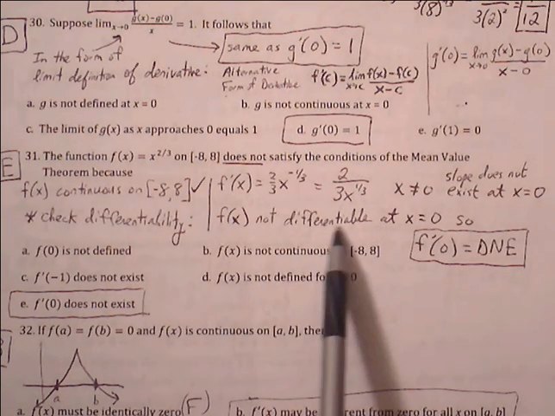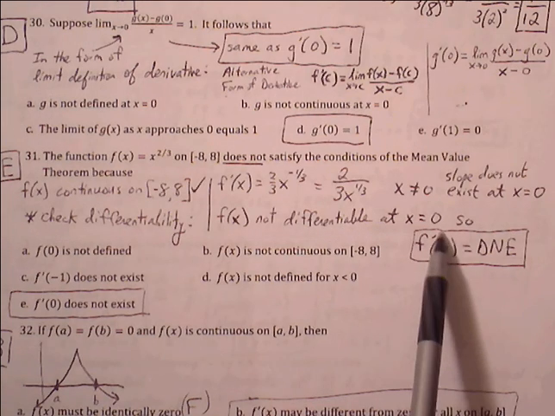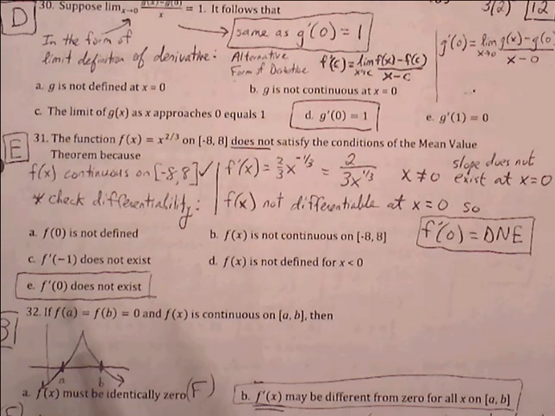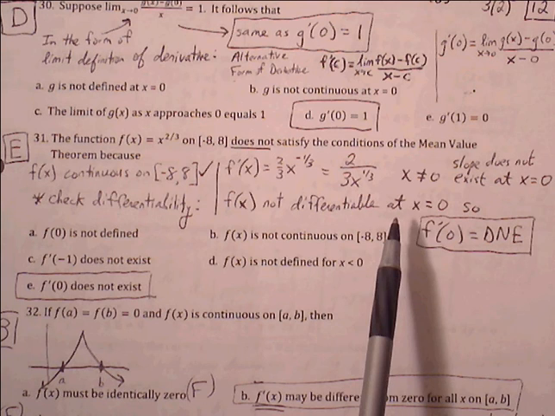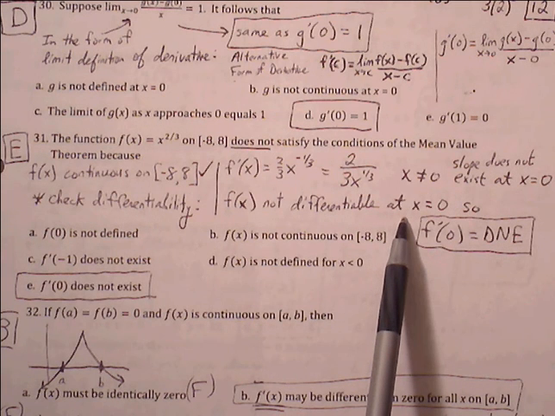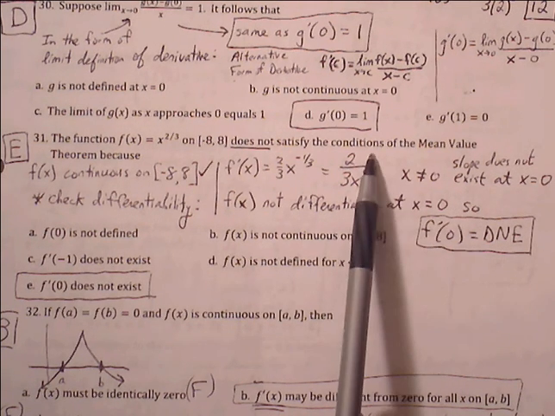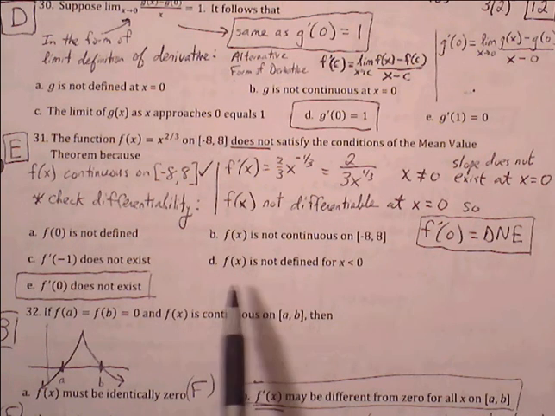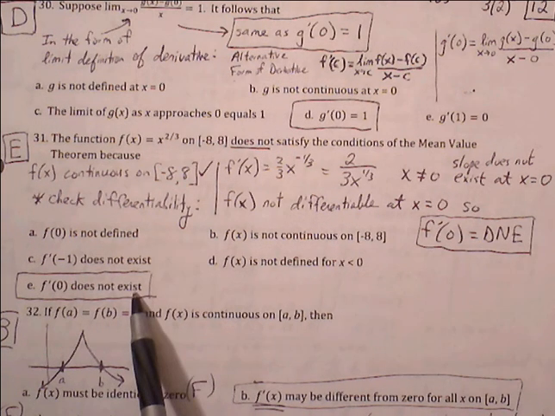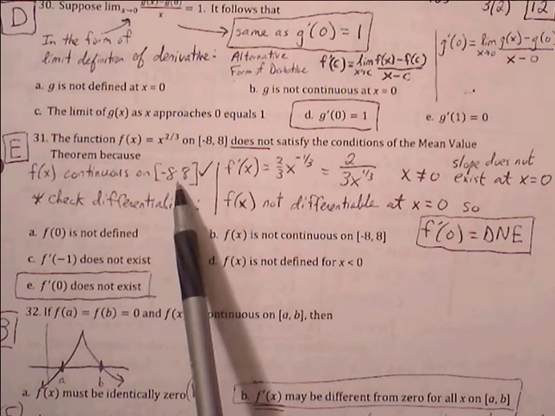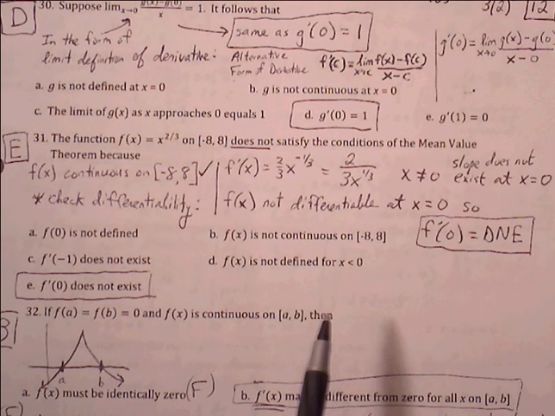And because it doesn't pass the second condition, our function is not differentiable at x equals 0, and we can say that f prime of 0 does not exist. And this is the cause of the differentiable condition not passing.